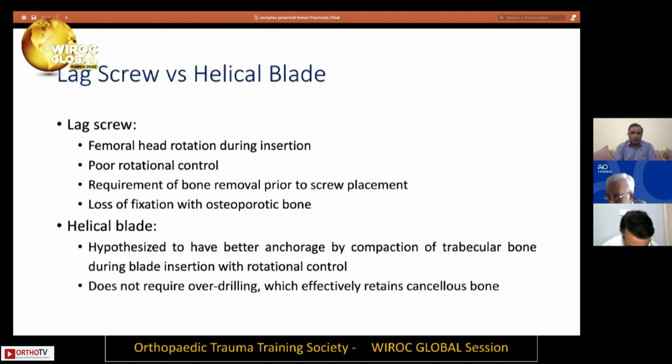And then another question sometimes arises, whether we should use a lag screw or a helical blade, especially in a patient where there is a lot of osteoporosis. There are certain disadvantages of a lag screw. There are chances of head rotation during insertion. It provides poor rotational control, and there is also significant bone loss. We have to ream to place this lag screw. Whereas in case of a helical blade, there is a better anchorage because we don't take out any bone, we don't ream it, we just compact the trabecular bone.